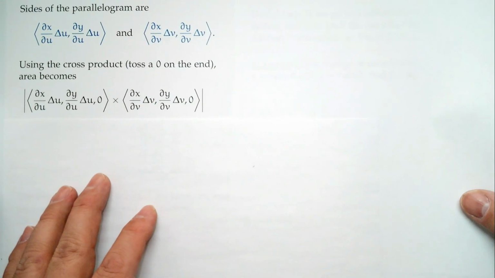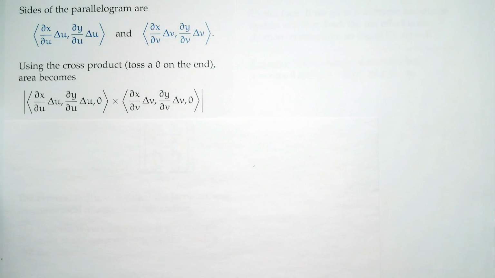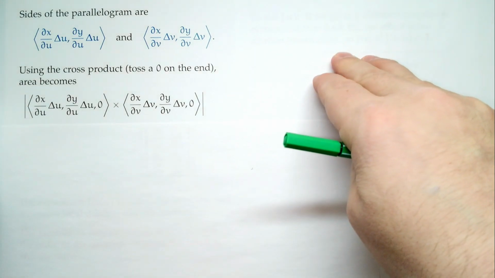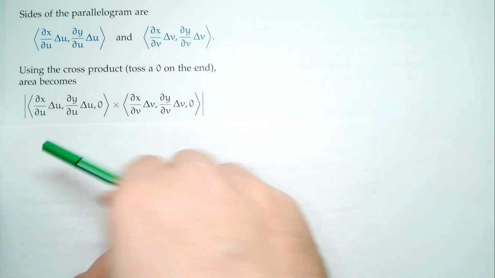So we toss the 0 onto the end. Now we're going to take the cross product of these two vectors, take the magnitude of that cross product. That's going to find us the area. So that area, that's telling us how much we're locally expanding or contracting. Now if you do this, there's a couple of things you can do that are pretty easy.